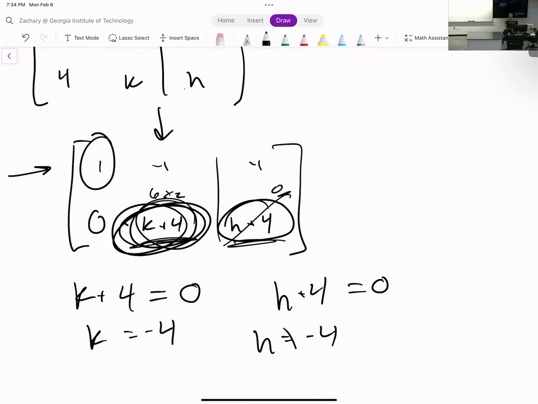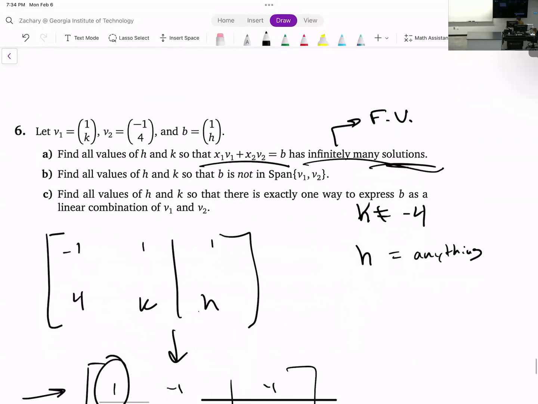No free variable because it says exactly one way, and that means no free variables. Okay, exactly one way means your solution set's a point. All right, other questions?